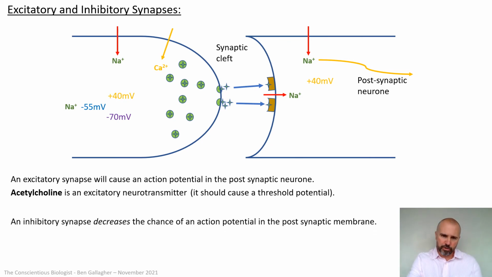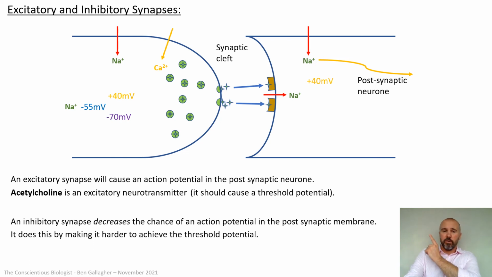Now, inhibitory synapses decrease the chance of an action potential in the postsynaptic membrane. They're decreasing the chance of you being able to form an action potential by making it harder to get to threshold potential. Now, the way in which they do that, if you look at the diagram, is they don't cause the influx of sodium, they cause the influx of chloride ions. Now, if you look at a chloride ion, it's negative. So you're not bringing a positive in.